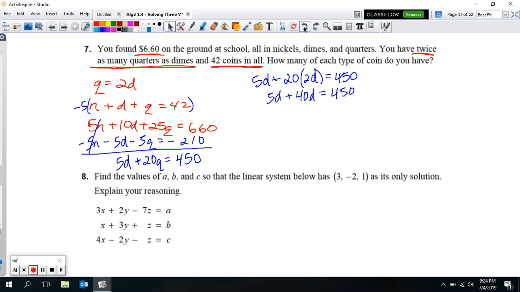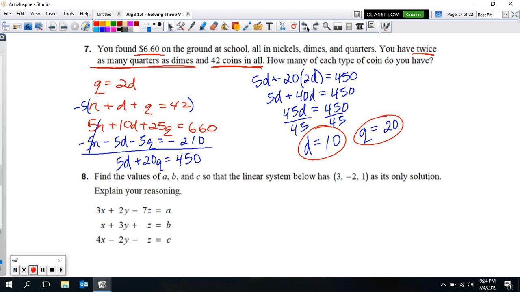So that's 40D right there. Then combine like terms, that makes 45D. Then divide by 45, and we know 450 divided by 45 is 10. So there are 10 dimes. Like we said before when we said 5 dimes, well, there are 10 dimes really. So 2 times 10 would give us 20 quarters. So we know there's got to be 20 quarters just by doing a little quick substitution mentally with 2 times 10.